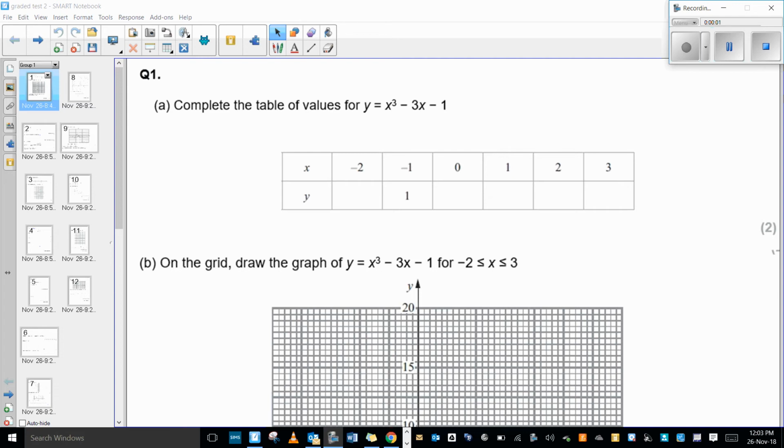Okay, so we're substituting in these values. I'm just going to fill them in. Hang on. Okay, so they're the values. You're then going to plot them.